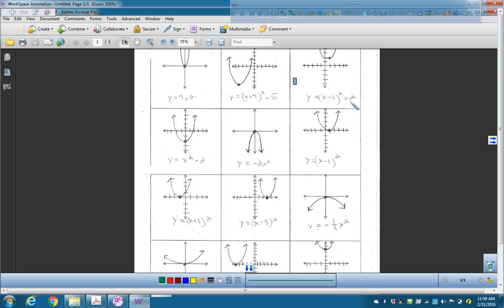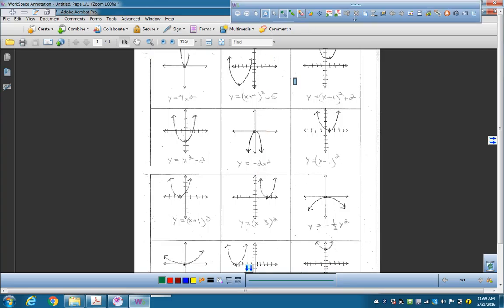Okay? So outside the parentheses moves it up and down. What if there's a negative out here? What does this do? Flips it upside down. If it is a number less than 1, what does it do to your graph? If I have a number like 1/3, that makes it wider. If I have a number like 3 or 2, it makes it skinny, right?